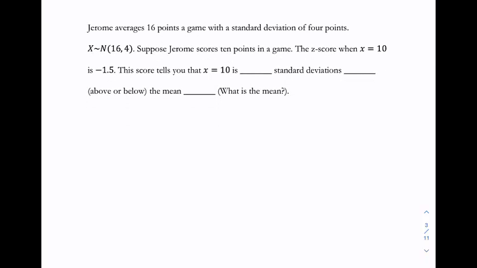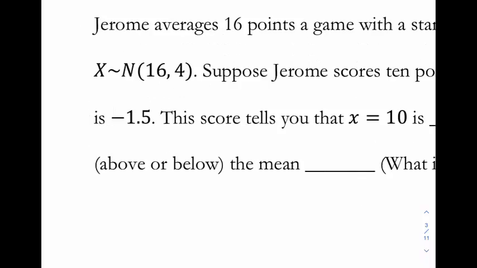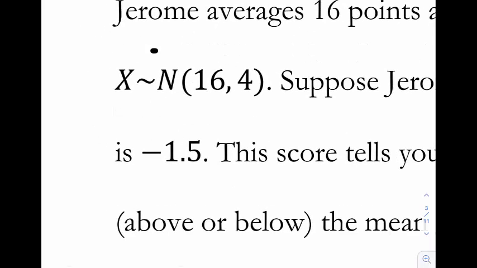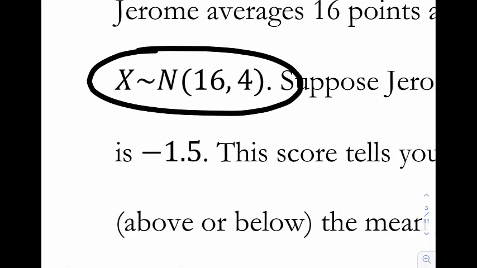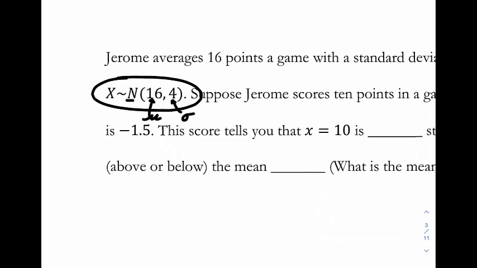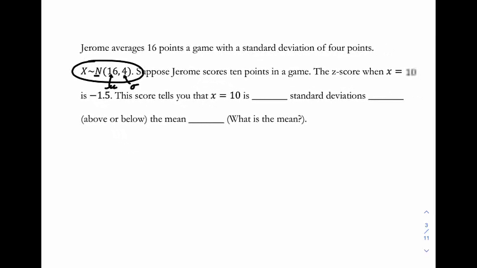Okay, for this problem here, we're in section 6.1, the standard normal distribution. This one says here, Jerome averages 16 points a game with a standard deviation of 4 points. So here, emphasizing the random variable with the notation again, we're saying that x is normally distributed, that's what the N means, and that first number there, that's mu, the population mean, and then sigma is the 4 for the population standard deviation.